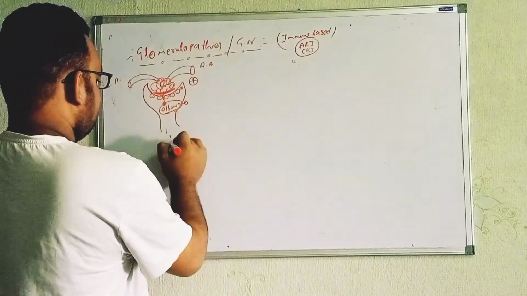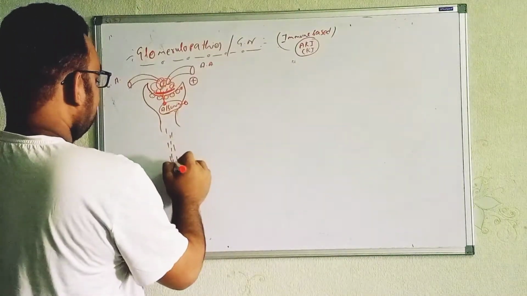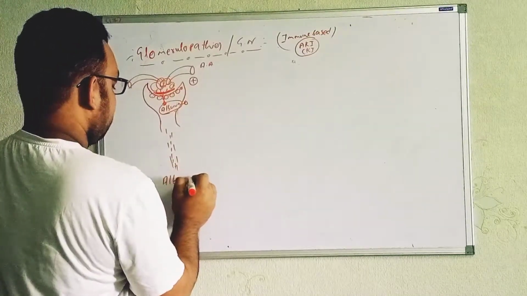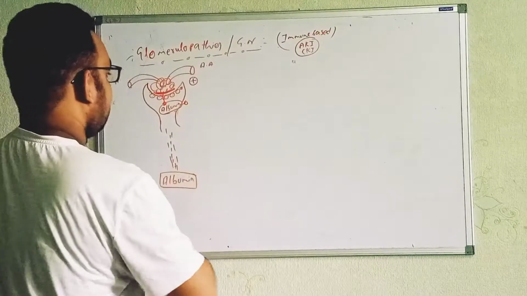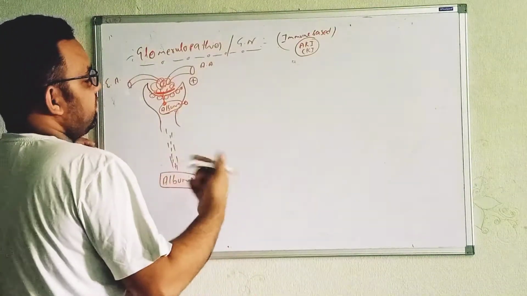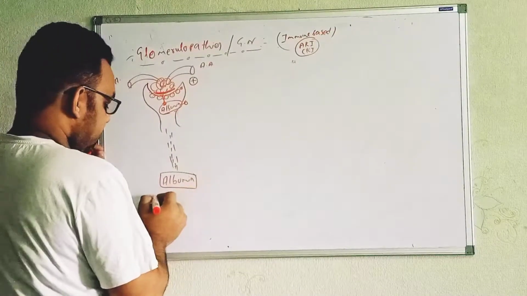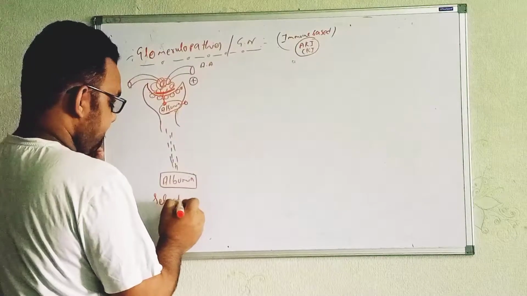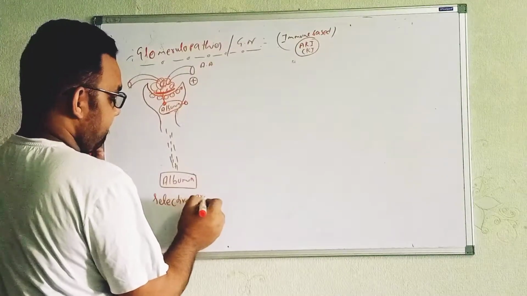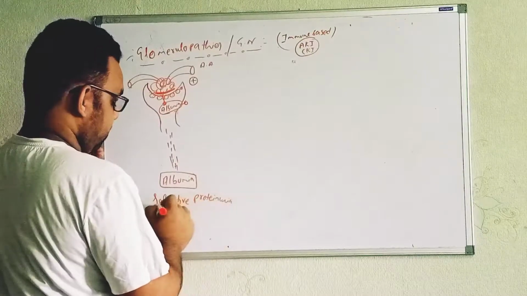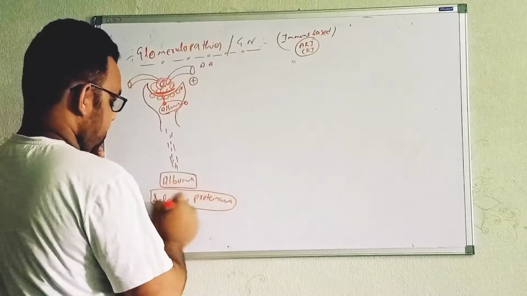So we'll see in the excretion what is coming out. We'll see albumin coming within the urine. This happens especially for albumin only. So we can say it is selective proteinuria. Selective proteinuria.